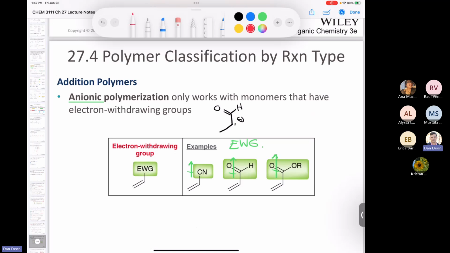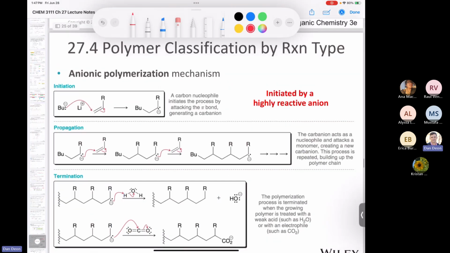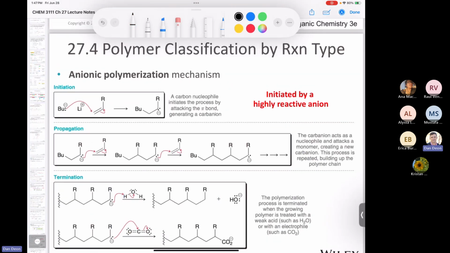If you have an anion here, that of course is resonance stabilized. And if it's resonance stabilized, that means it's going to be more prone to work in an anionic polymerization. So it's the same all three steps. We have our initiation, propagation, and termination.